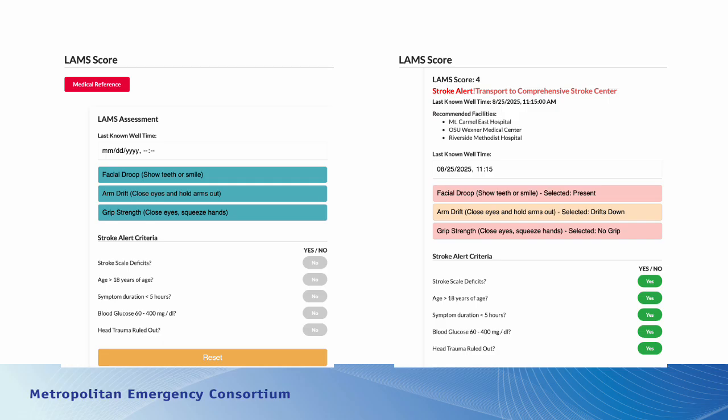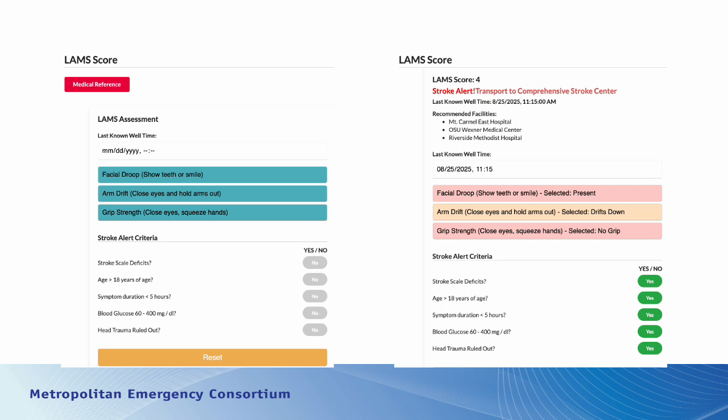So at the top it says it's time to take the patient to a comprehensive stroke center. You also identified that he's got stroke deficits. He's over 18. He's got symptoms less than 5 hours. His blood sugar's okay, and he's had no head trauma. So he's a stroke candidate to go to a comprehensive stroke center.